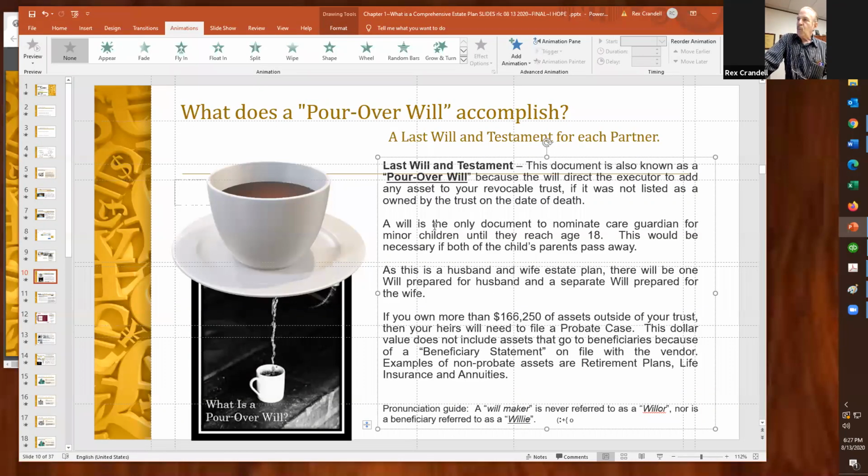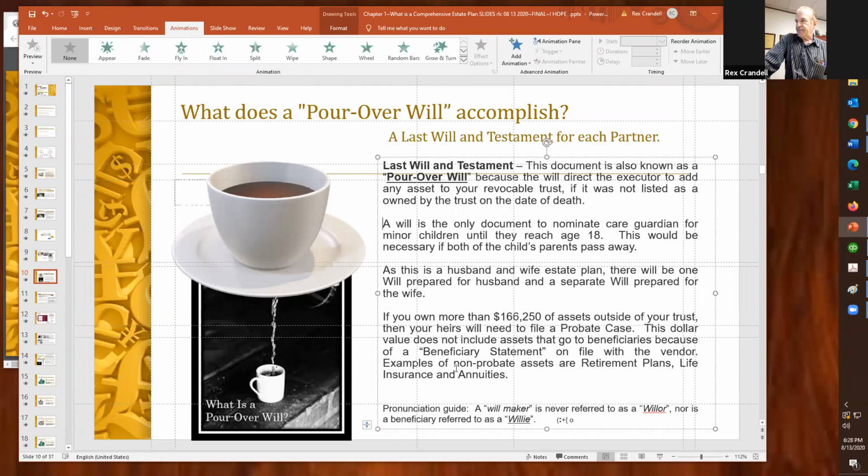So it's a very perfunctory document, only a few pages, and it basically points back to the trust at every step. One of the advantages that everyone should be aware of is a will is the only place where you nominate who's going to be the guardian of minor children. And I say nominate because when both parents pass away, if that occurs, it has to go to court to get a guardian appointed, and it is a nomination. The judge will consider what the parents wanted, but they're not bound by it, though they usually go along with that process.